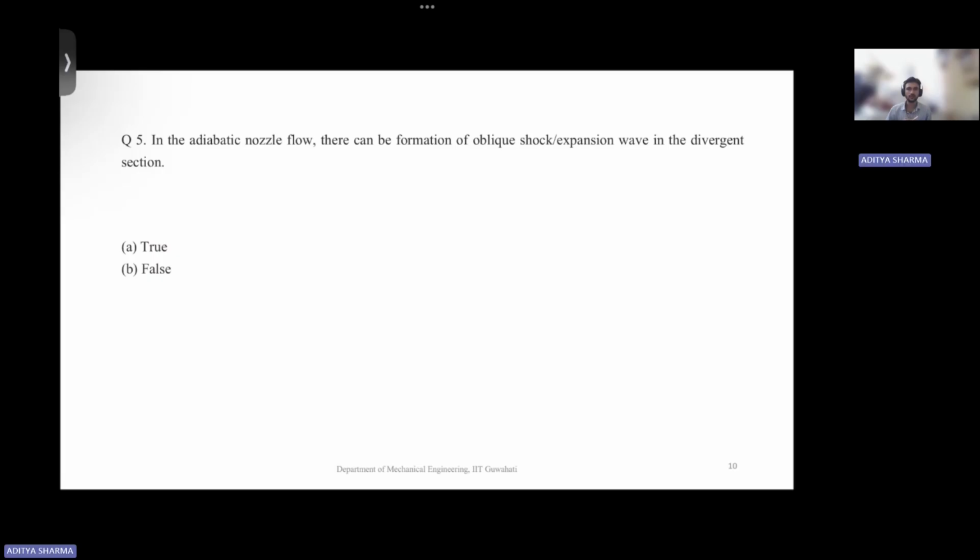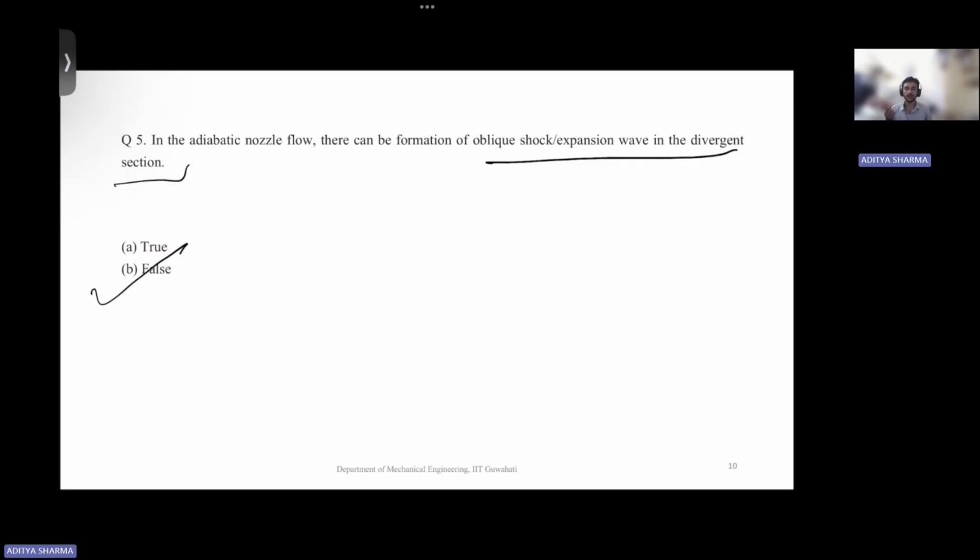So this question is that in the adiabatic nozzle, there can be formation of oblique shocks and expansion waves in the divergent section. So whether this is true or false. So in the divergent section, you get a normal shock. Okay. So your oblique shock or expansion waves are at the exit of your nozzle.